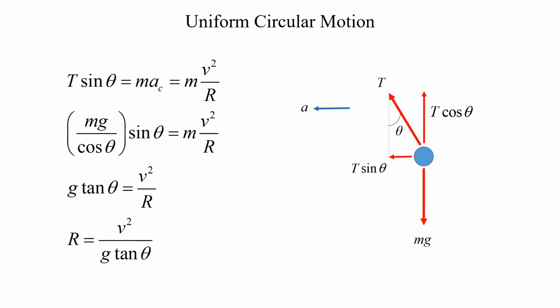So we were asked to find the radius of the circle, and here we've got it. So if we know the speed of the van and we know the angle theta, then we've got the radius of the circle. Notice it does not depend on the mass of the ball. So it only depends on how fast we're going and the angle.